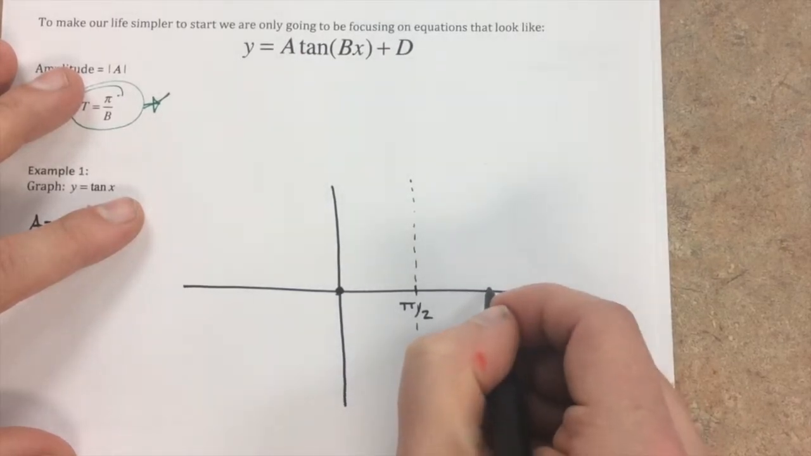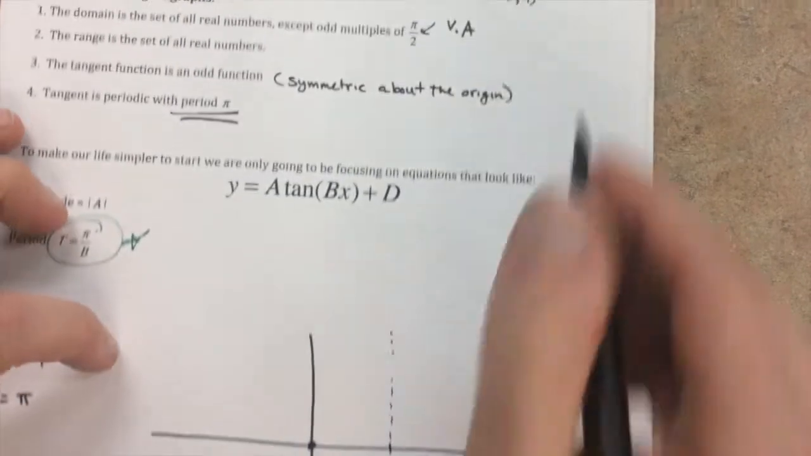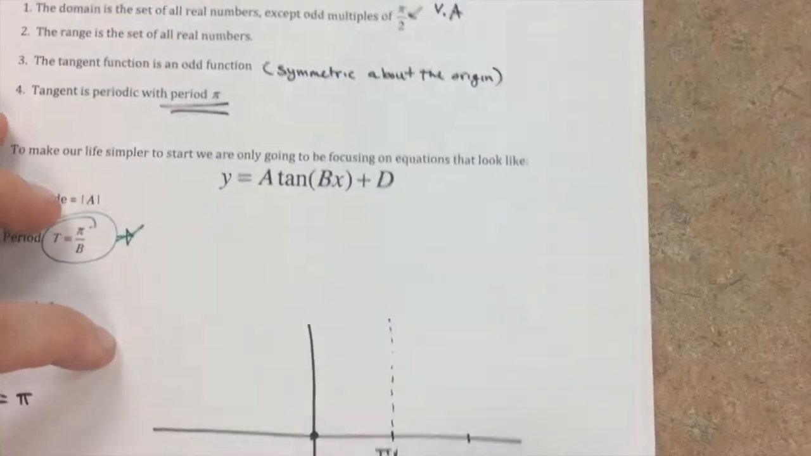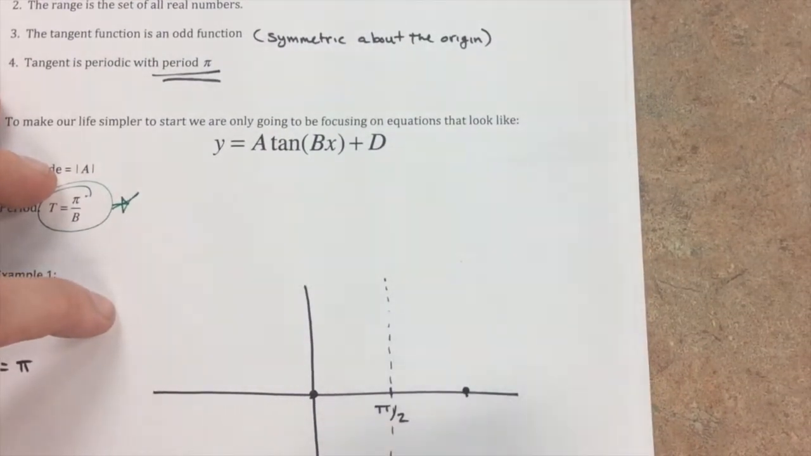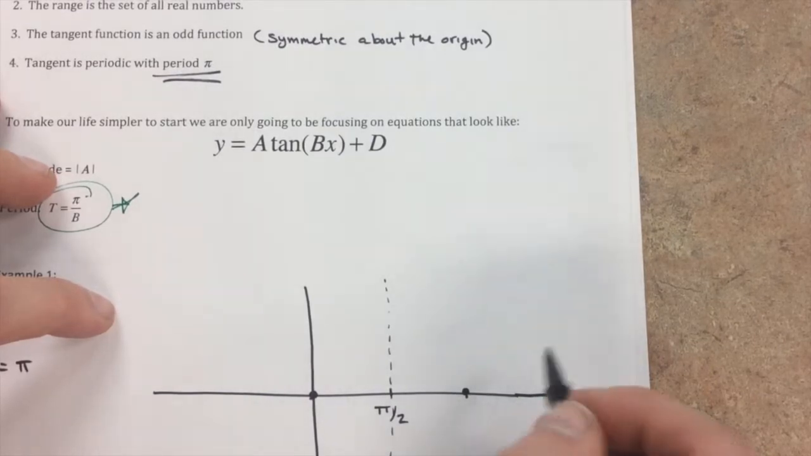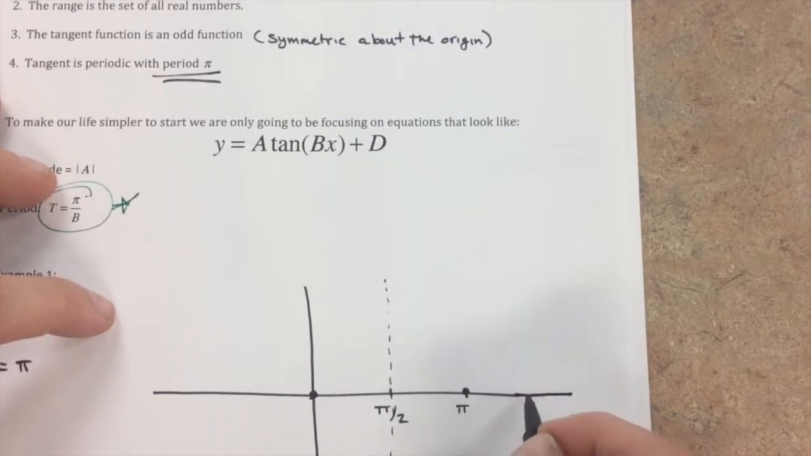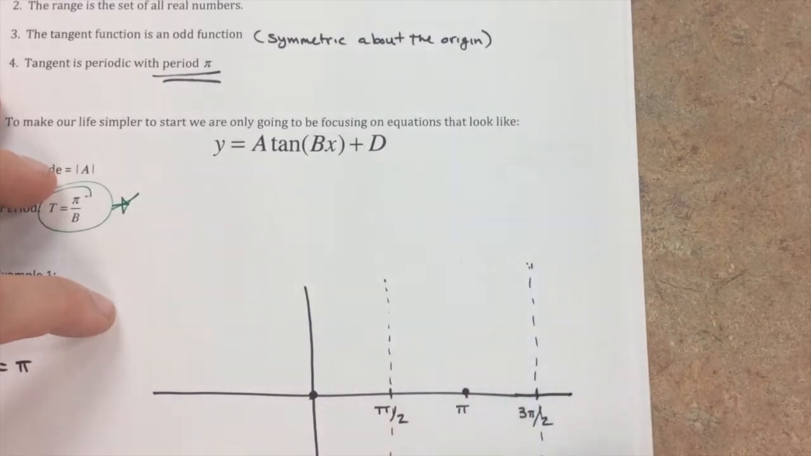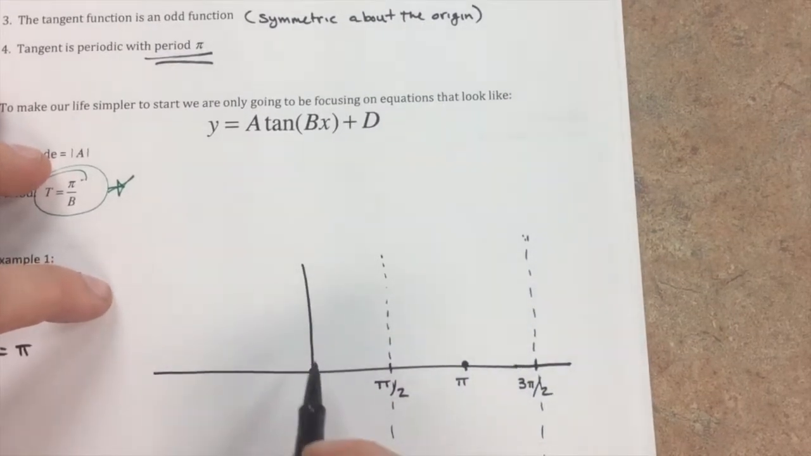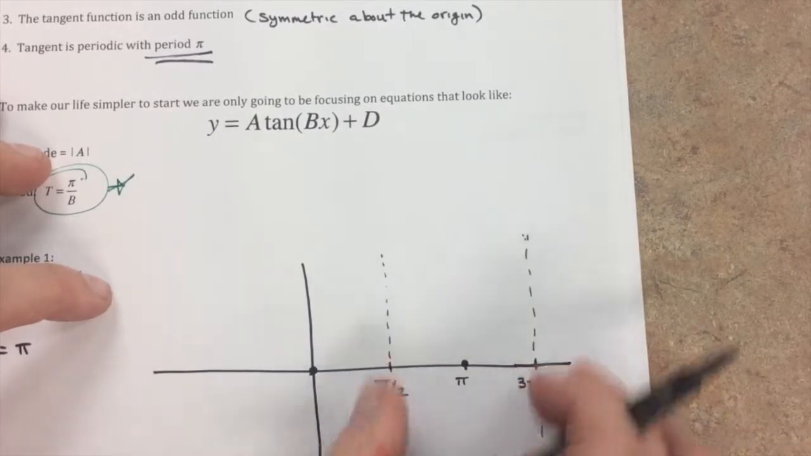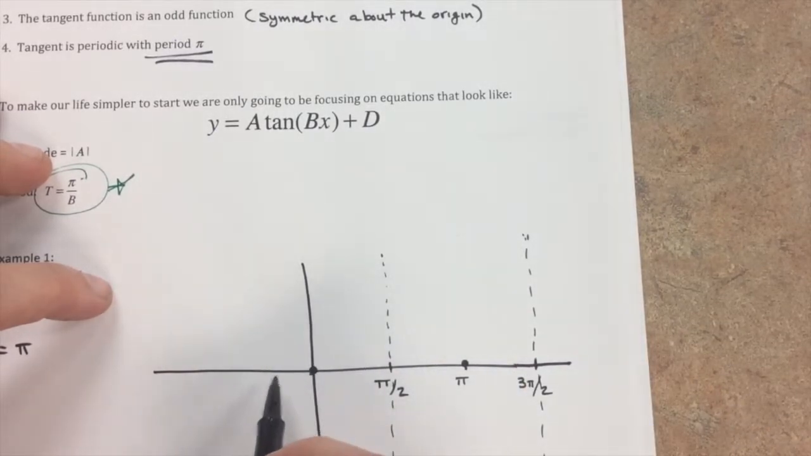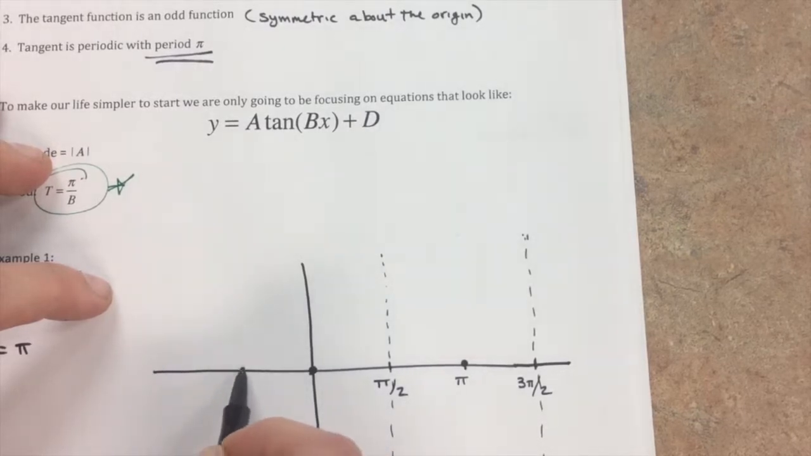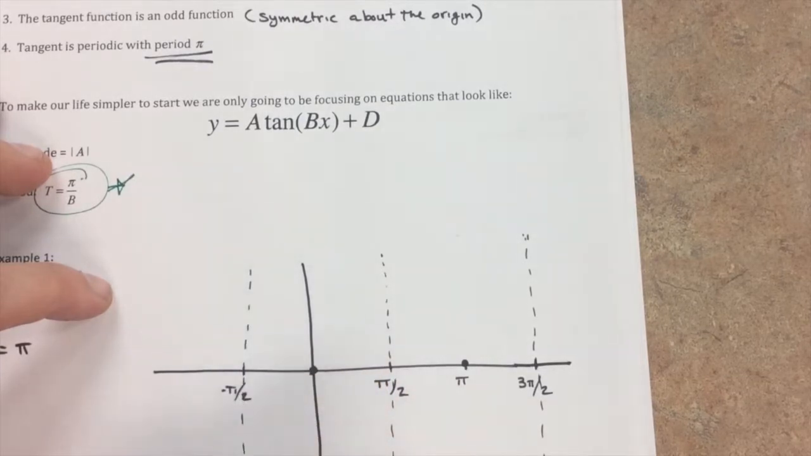If I go another half circle at pi, well, at pi, tangent is 0. If I go another half cycle, I get 3 pi over 2, which again, tangent is undefined. So our starting spot at the origin, we don't get a full bracket. So if we went back another half step at negative pi over 2, we'd also be undefined.